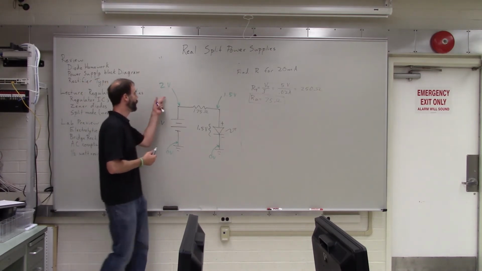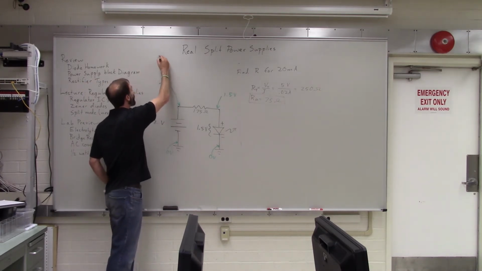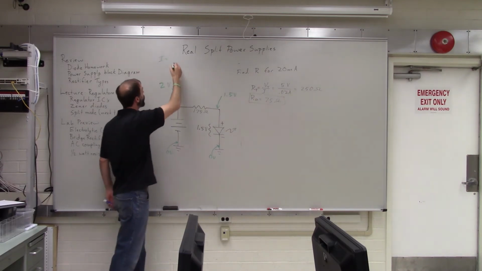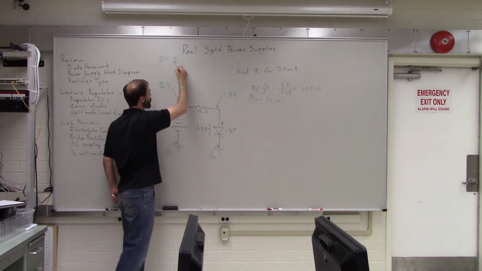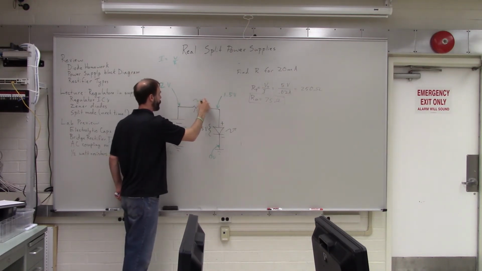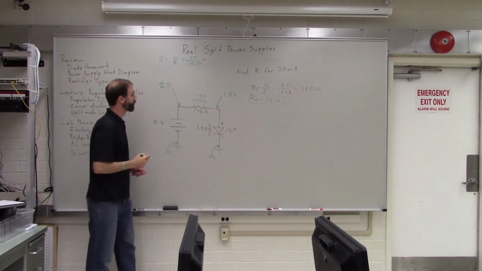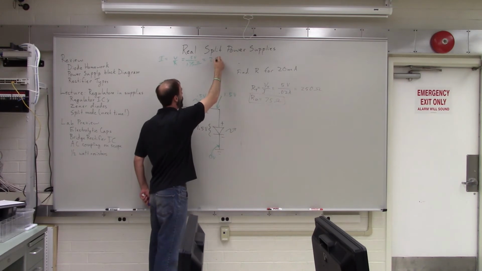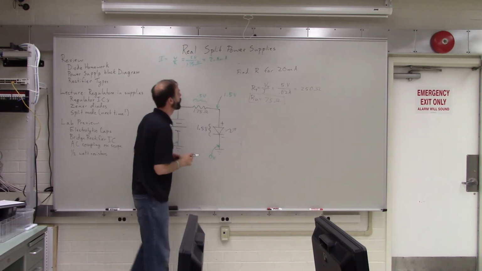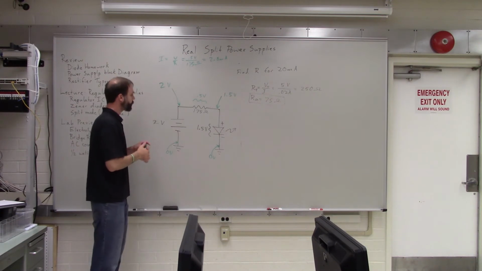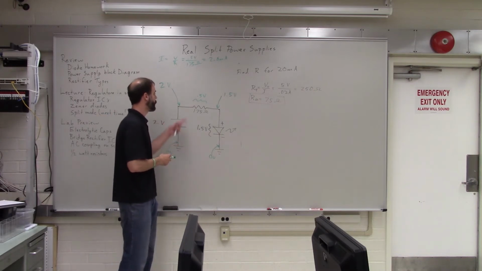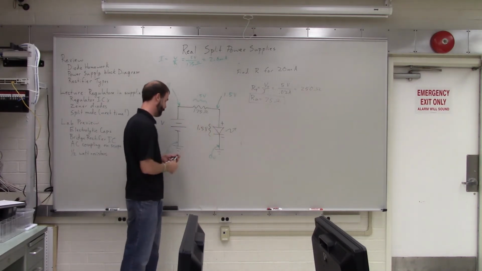Here we would say I equals V over R. So that voltage across here is 0.5 volts over 175 ohms. So it's almost 3 milliamps, 2.8 milliamps. So now we have 2.8 milliamps across 1.5 volts.